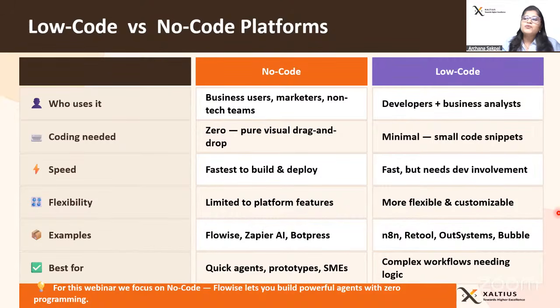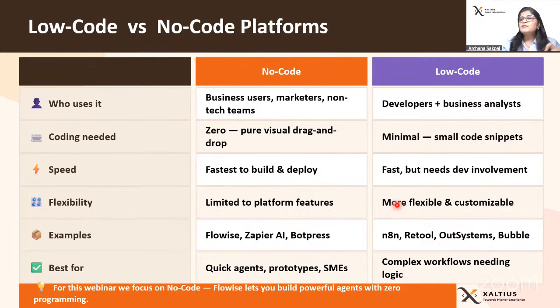The examples of no code tools flashing on my screen are Flowise, Zapier AI, and Botpress, and today I'm going to use Flowise in this particular webinar. Now, the next part is low code platforms. Low code is slightly different. They still provide visual tools and automation, but sometimes you need to write a small piece of code to customize the workflow. And they are mainly used by developers, technical teams, or ML engineers, right? And the tools they use are n8n, Retool, and OutSystems, right?